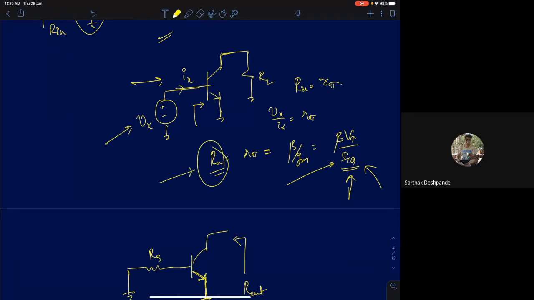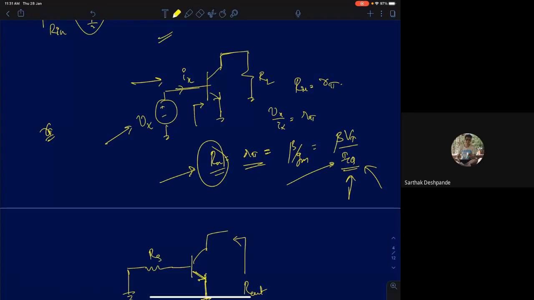Later we will see how to increase the input resistance using some new, interesting circuit techniques. Right now, the input resistance of a common emitter configuration will be R pi. R pi is generally a large number, in the order of a few tens of kilo ohms. Okay, it's high.